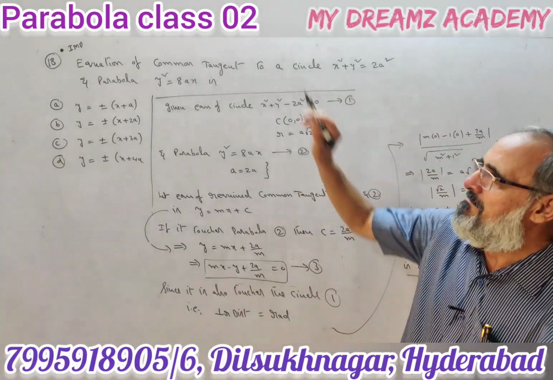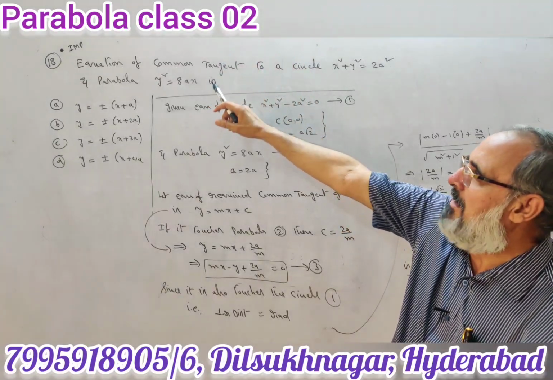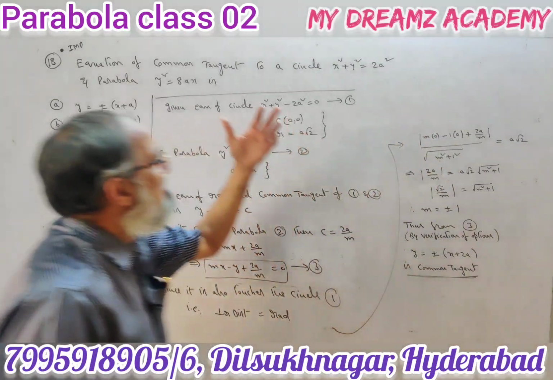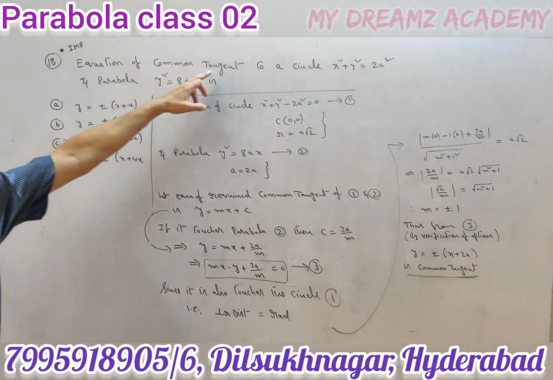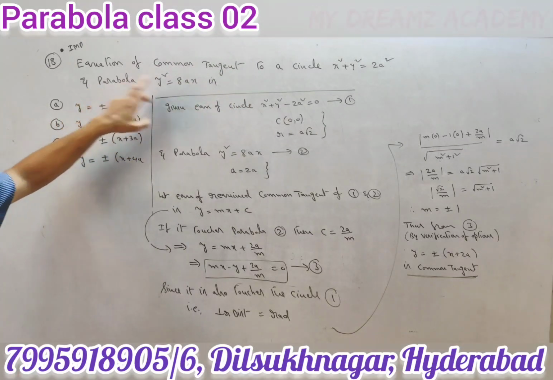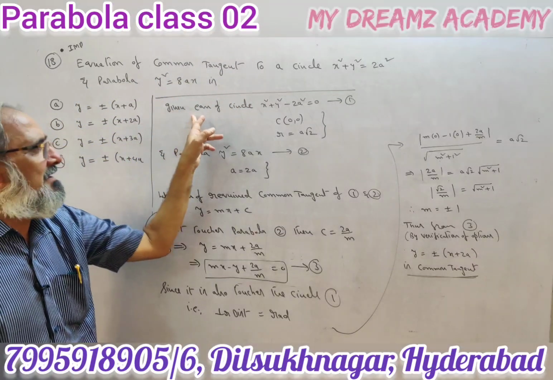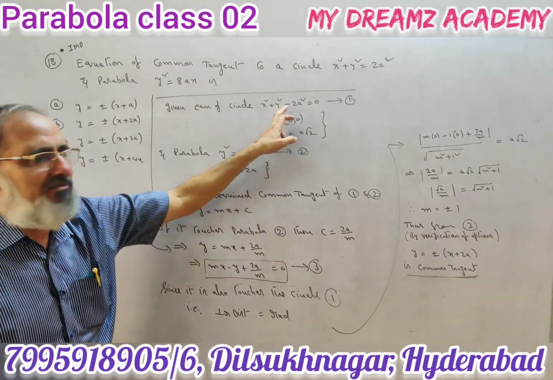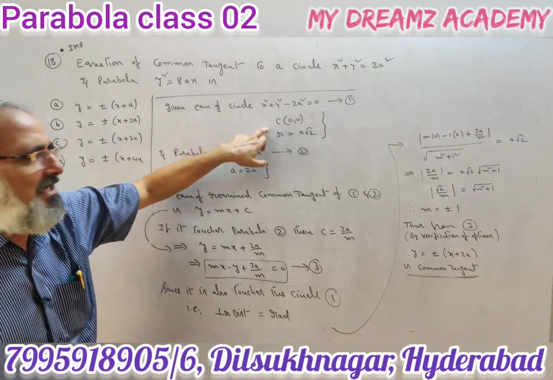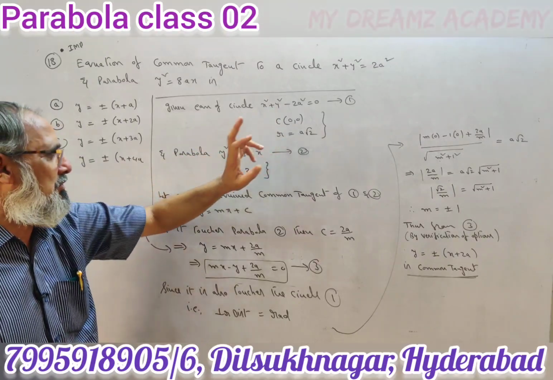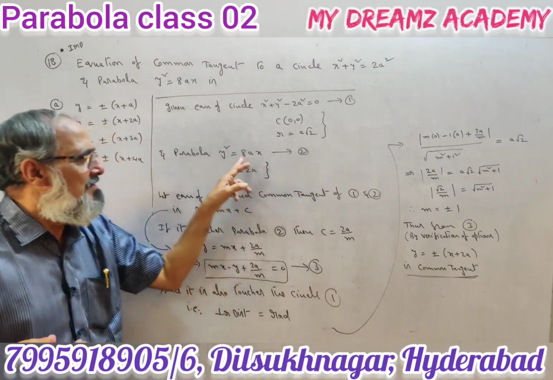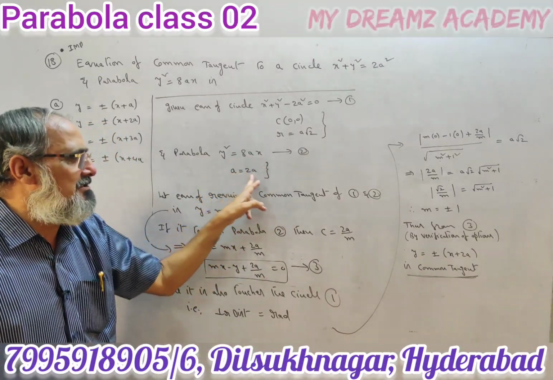In this question, we have to find a common tangent which touches both the circle and the parabola. Equation of common tangent to the circle x square plus y square equal to 2a square and the parabola y square equal to 8ax. First, write the given circle as x square plus y square minus 2a square equal to 0. Center is 0, 0 and radius is a root 2. Similarly, for the parabola, y square equal to 8ax is given, comparing with 4ax, a is 2a.